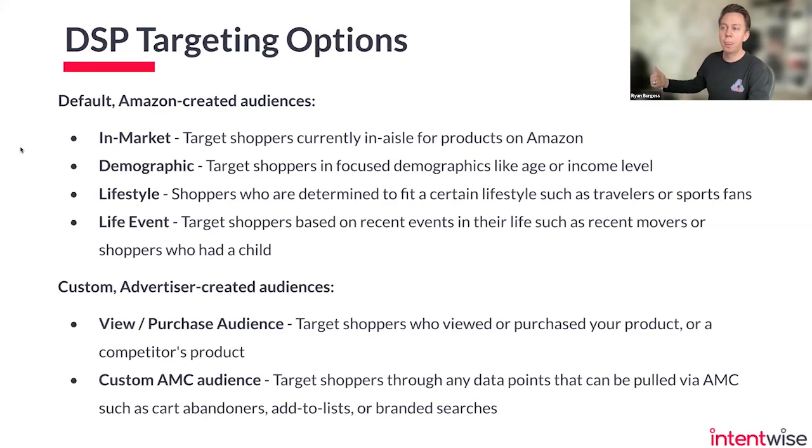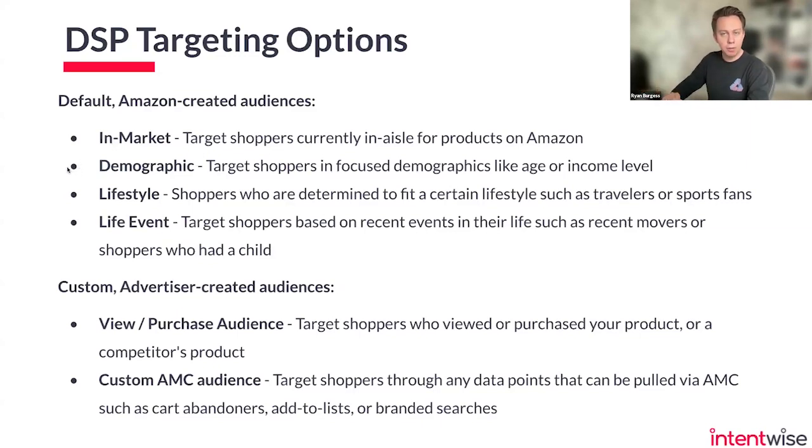First, in the Amazon created audiences, you have in-market. This targets shoppers who are currently in aisle for products on Amazon. This is a dynamic audience. For example, let's say you wanted to target shoppers looking for baby products for babies aged between 3 and 12 months old. That could be an in-market audience where Amazon has determined, based on other searches these users are making and the products they're browsing but not purchasing quite yet, that they're in aisle for that category.